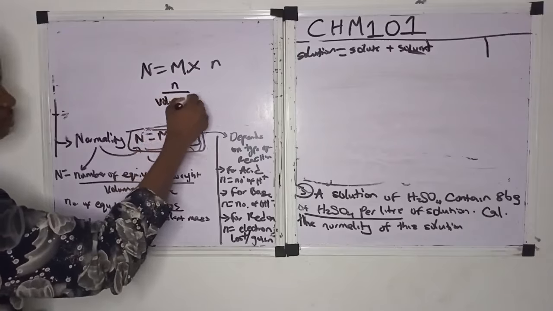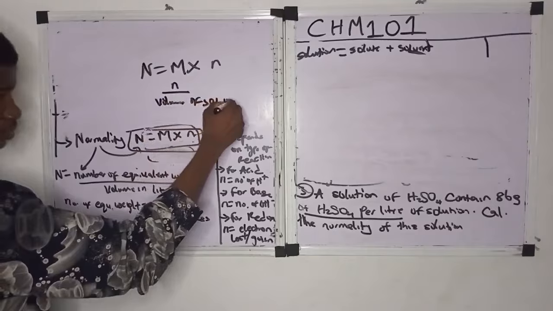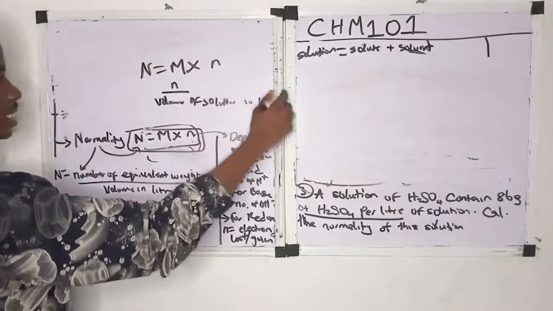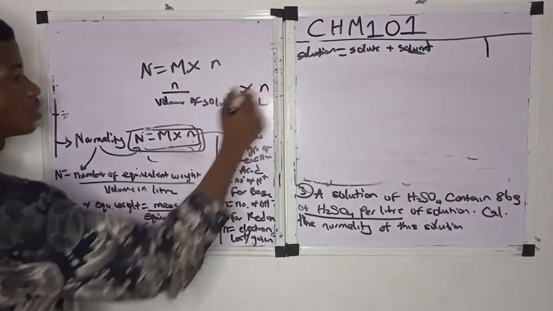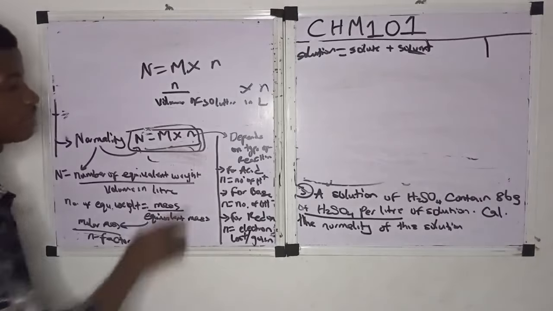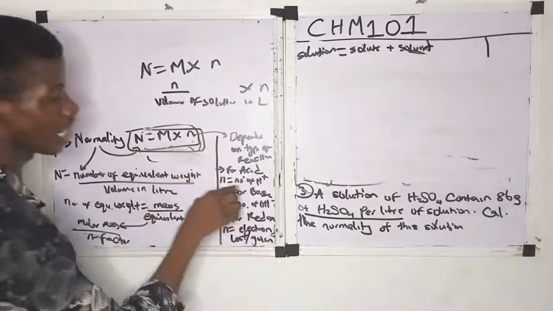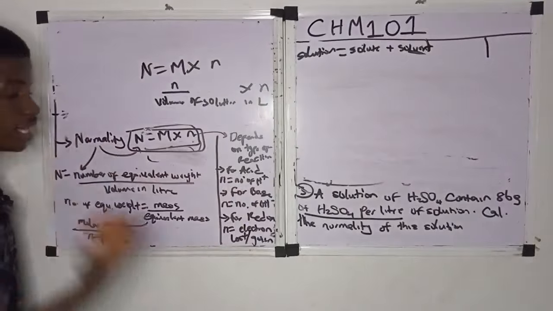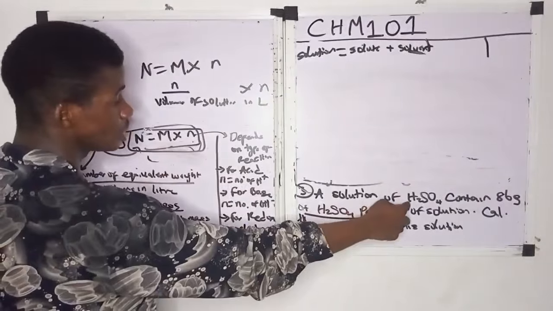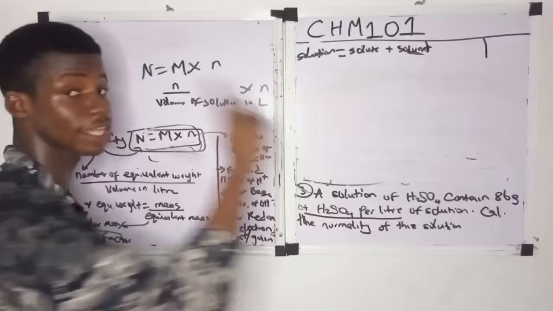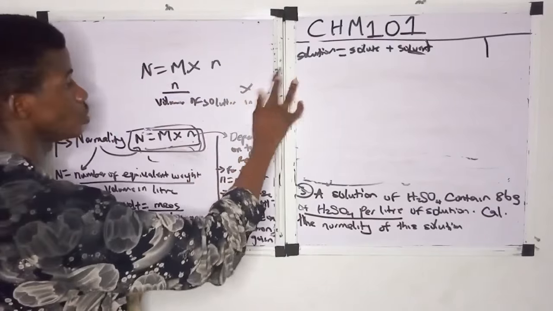Volume of solution in liter, right? Then times this n. N is what? I said n depends on what? If it's an acid, right? For an acid, n equals the number of H plus. Now we are dealing with H2SO4. H2SO4 has how many H? It is 2, so n will be 2, right?